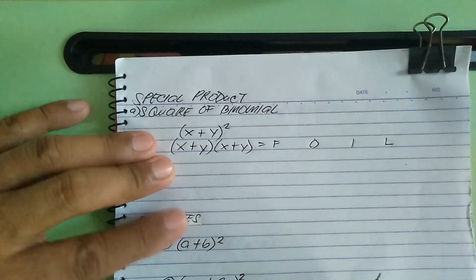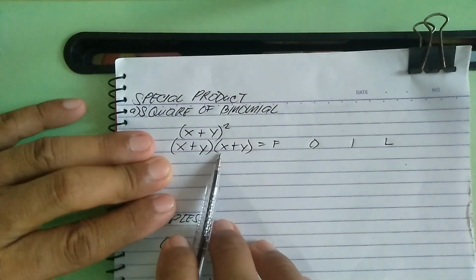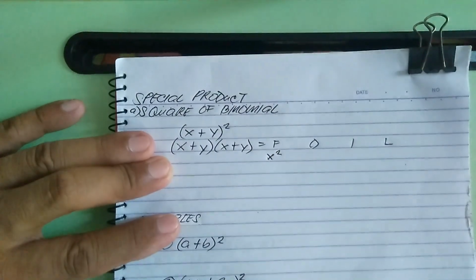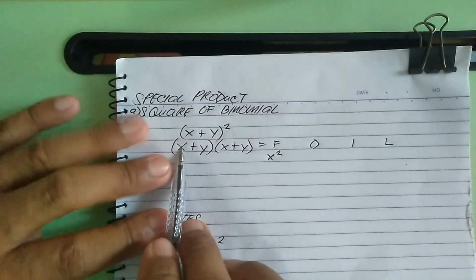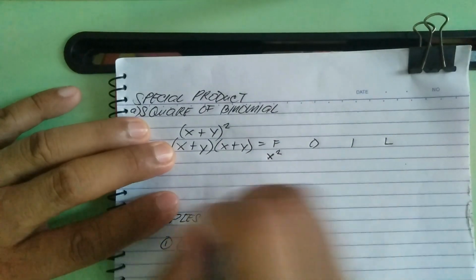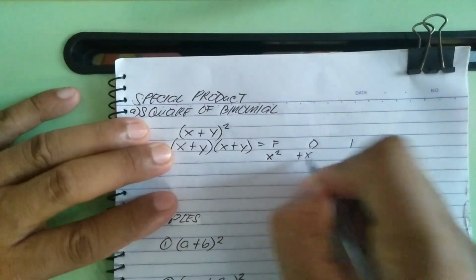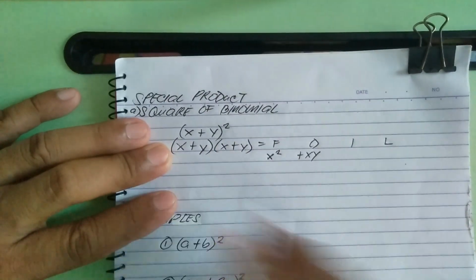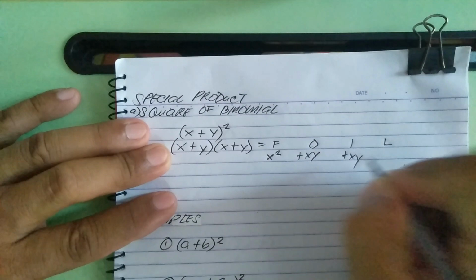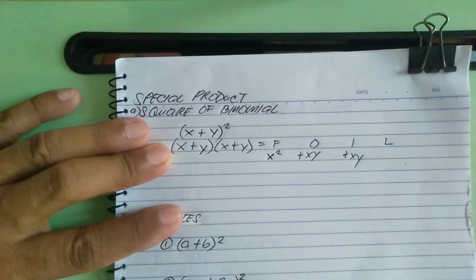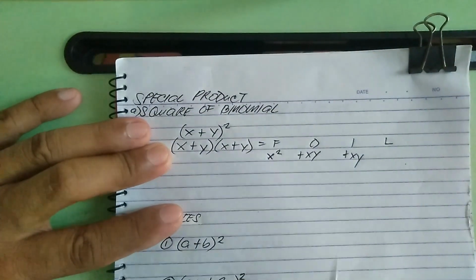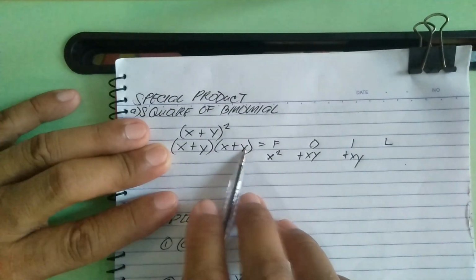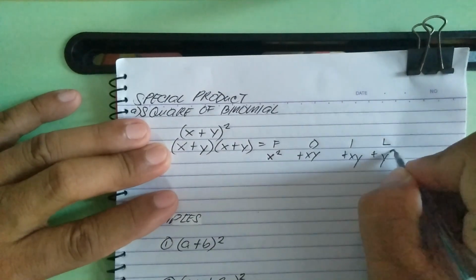First term is pag multiply natin yung dalawang first term. Okay, so we have x times x. Ang sagot po natin is x squared. Outer. X times y is we have plus xy. Inner. Y times x is that we have positive xy ulit. Pwede rin yx, pero again, mas maganda kapag unahin natin alphabetically. Okay? X ang mauna, y ang susunod. And then, the last term. Y times y is we have y squared.